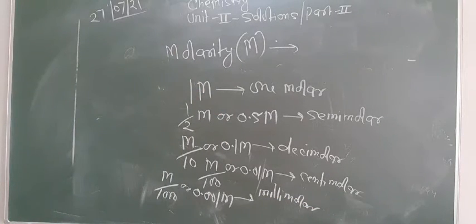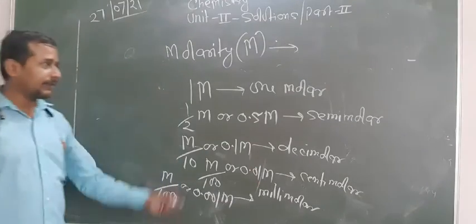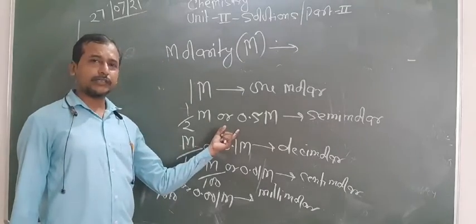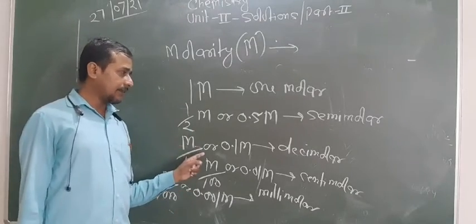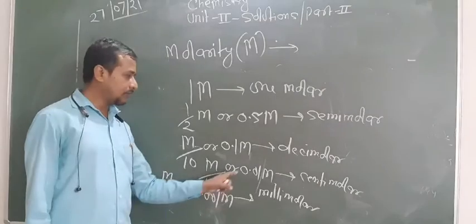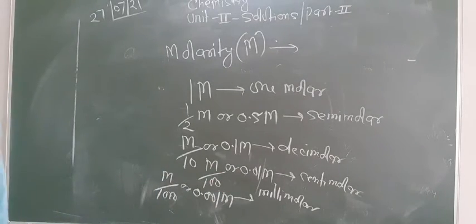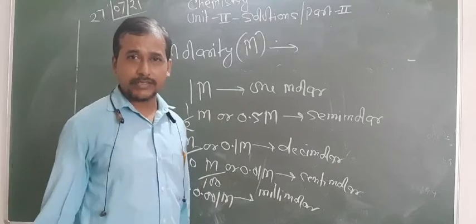Sometimes this type of question is also given, where a centimolar solution, a decimolar solution, or a semimolar solution is given. In that condition, in case of semimolar, the molarity is 0.5 M or 1 by 2. In case of decimolar, 0.1. In case of centimolar, this is 0.01. And in case of millimolar, this is 0.001 capital M. These basic properties regarding the molarity you have to know. Are you getting this point or not?